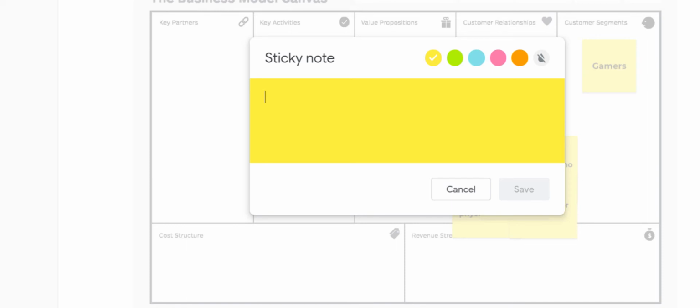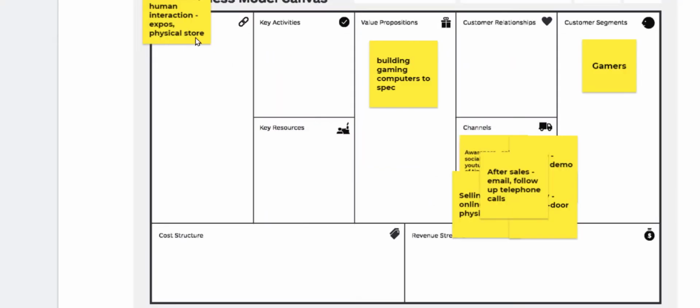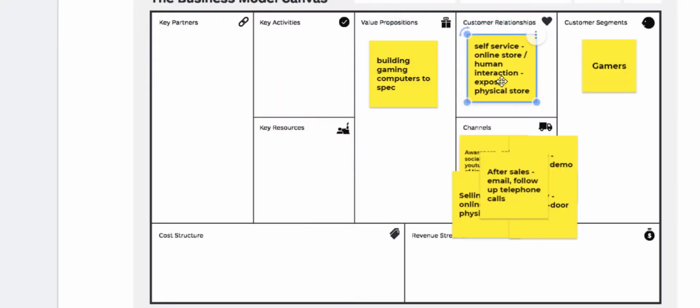Now, thinking of gamers, a bit of it would be self-service through the online store. We could also have a bit of human interaction at expos and in the physical store, where they come with their ideas, they want to discuss it. They don't just want to go online. They might not know exactly what they want, but if one can guide them. So customer relations: self-service online, and then a bit of human interaction at expos and at the physical store. So that's how we're going to maintain customer relations.